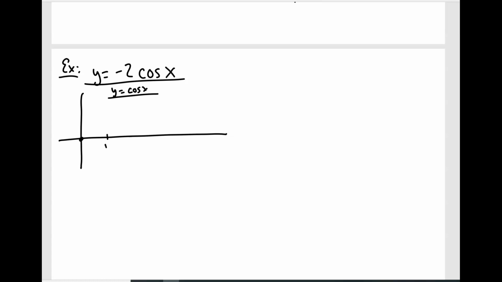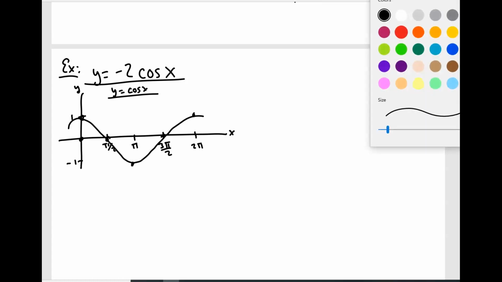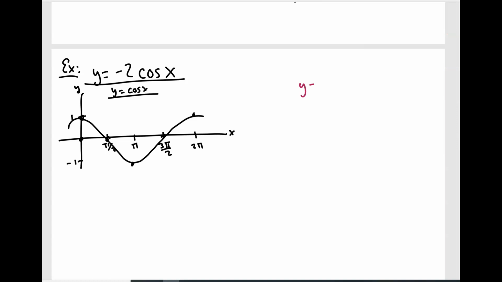It starts at 0, pi over 2, pi, 3 pi over 2, 2 pi. Here's our x, so here's our y. And the regular cosine curve has an amplitude of 1. Okay, and it starts at 1. So it kind of looks like this. Okay, now this is not quite what we want. What we want instead is y equals 2 cosine of x. And then not only is it 2, it's negative.